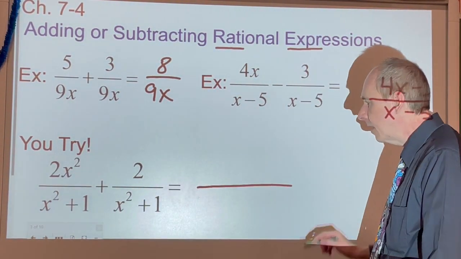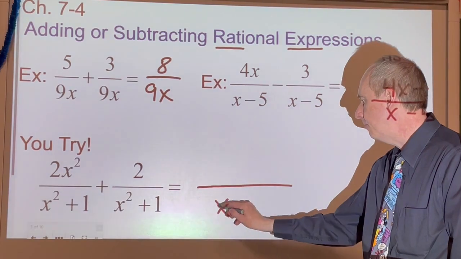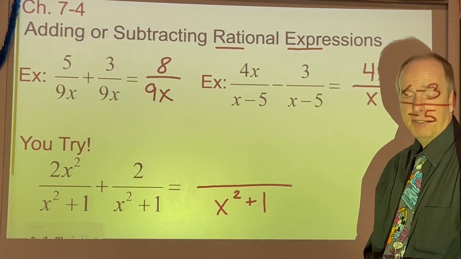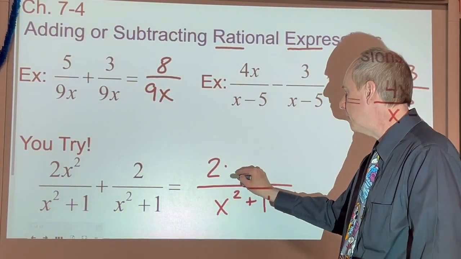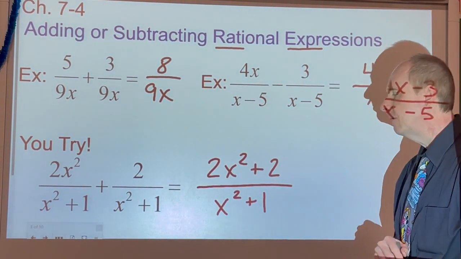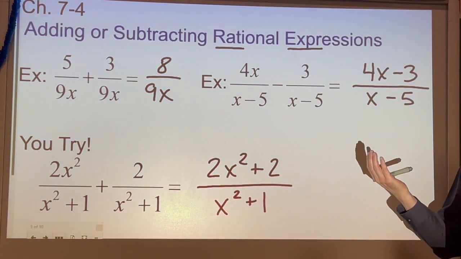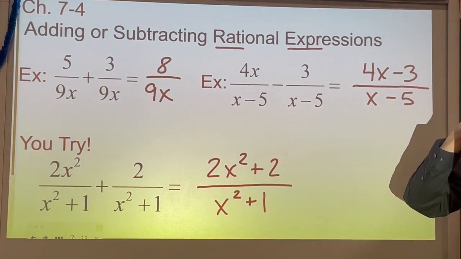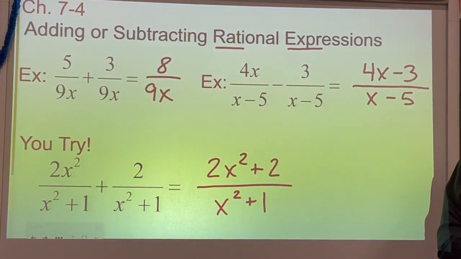Welcome back. Common denominator is x squared plus 1. So we would simply work with the numerator. 2x squared plus 2. Did you get that? If so, you did good so far. There's more, of course, right?